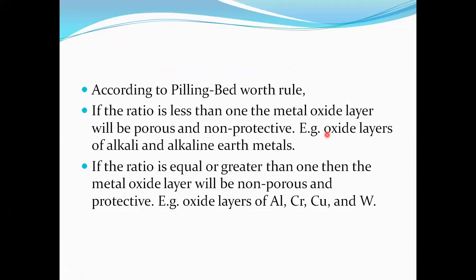Ratio is greater than 1. A ratio greater than 1 indicates that the metal oxide is non-porous and protective, and is known as a stable metal oxide. Examples for a Pilling-Bedworth ratio greater than 1 are aluminum, chromium, copper, and wolfram.